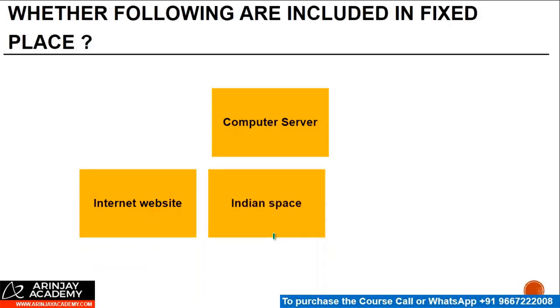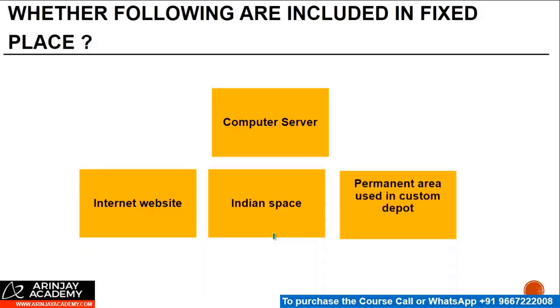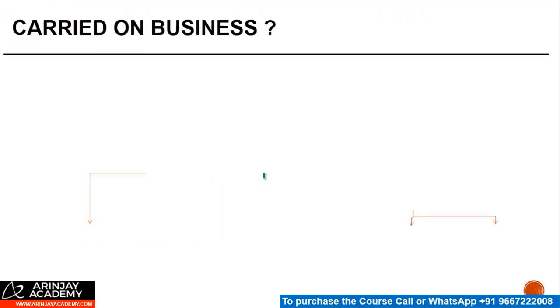Computer server, internet website, Indian space, permanent area used in customs depot. Now while this constitutes a PE, as well as a computer server constitutes a PE, for an internet website and an Indian space, there are divergent views in terms of whether they constitute a PE or not, right? And there are conflicting judgments. For internet website, the tilt is that it should not be. For Indian space, like I said, there are divergent views on whether it constitutes a PE or not.